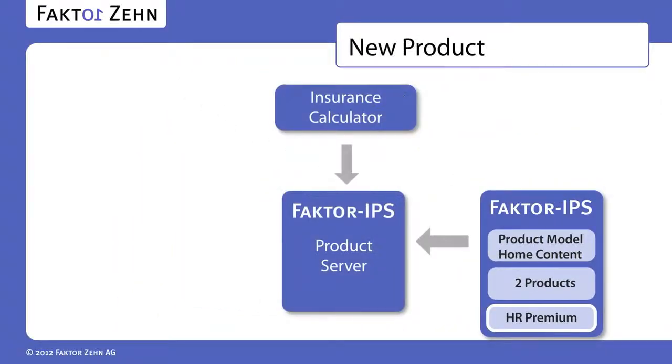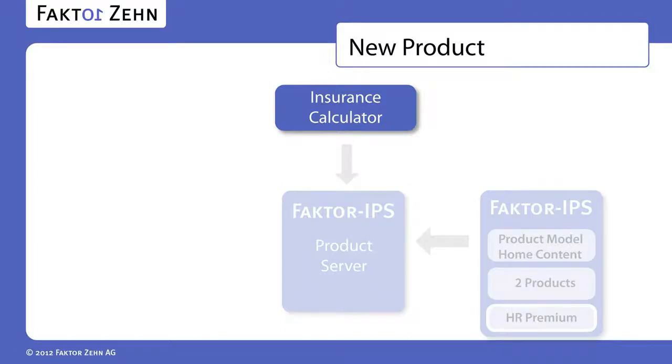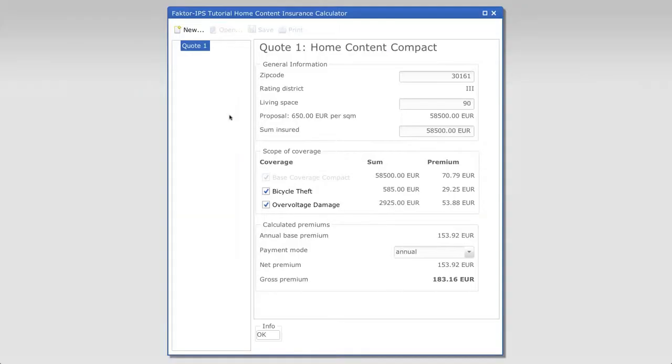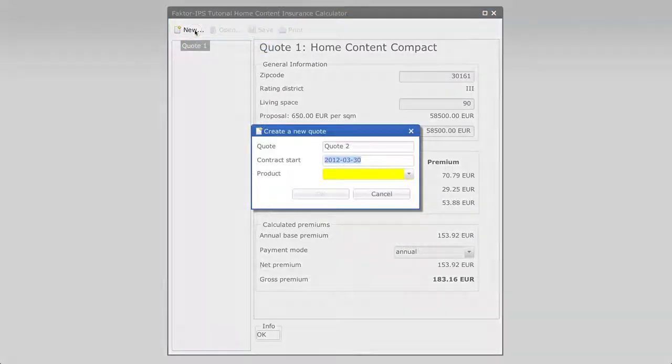Let's now take a look at the way in which the insurance calculator displays the new product. I can generate a quote for the new product HC Premium directly in the insurance calculator. It is not necessary to adapt the program code, since all the necessary information is made available through the Faktor IPS product server. So I change back to our insurance calculator. With the button New, I start creating a new quote.